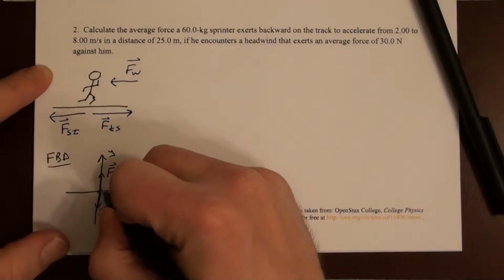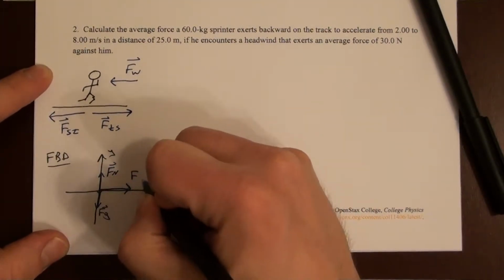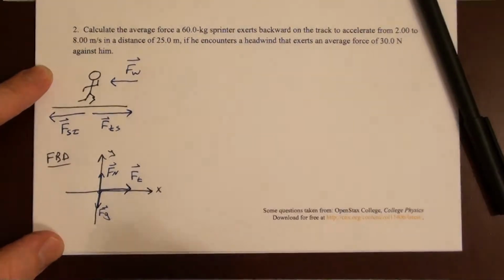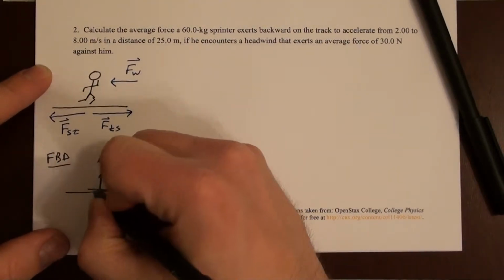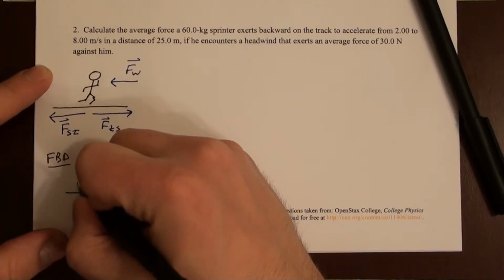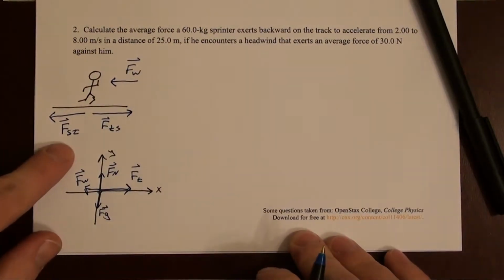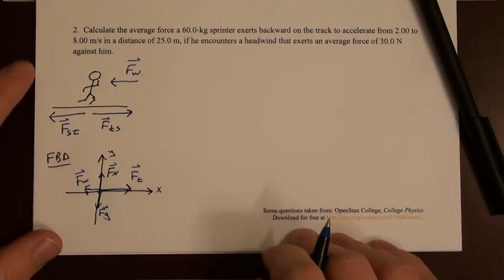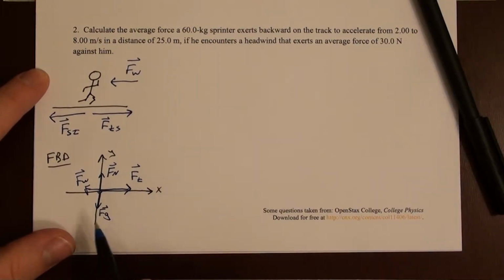One of them is the force that the track applies on the sprinter. So I'm just going to call it F sub t. And then there's also this headwind, this wind force that acts backwards. So we'll call that F sub w. Alright, and again, we don't draw the force that the sprinter applies to the track because that's not a force on the sprinter, that's a force on the track.